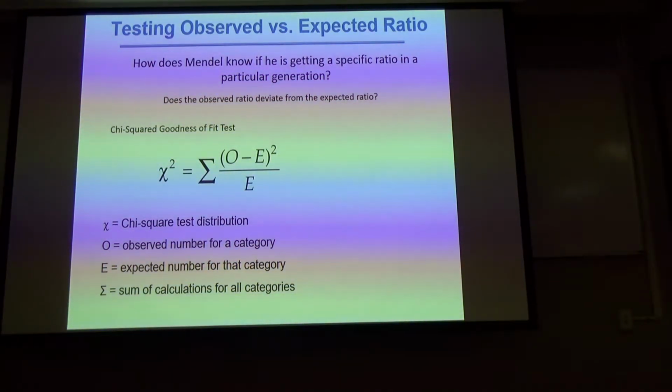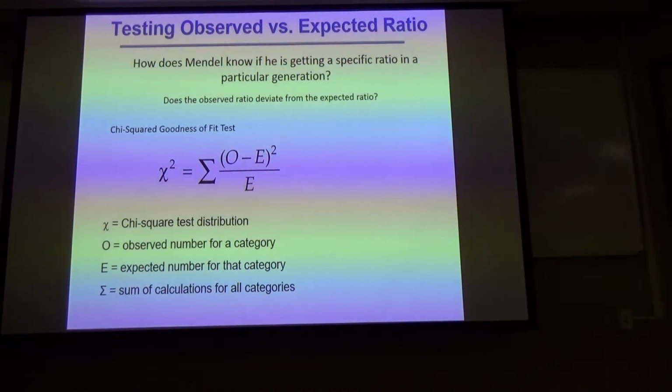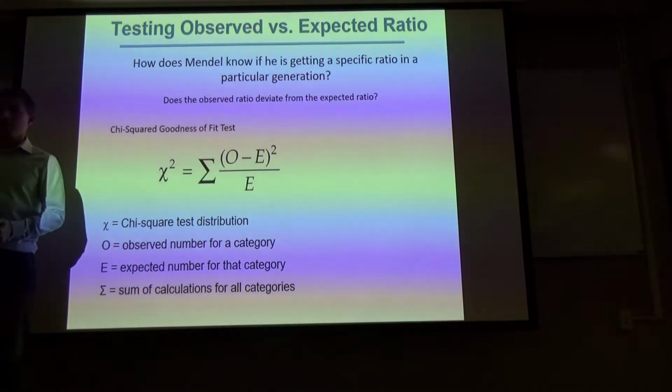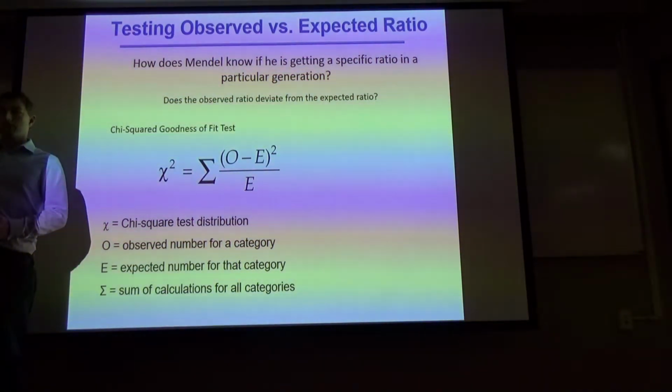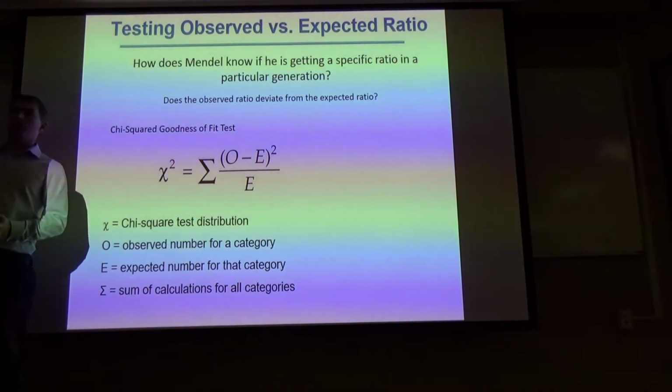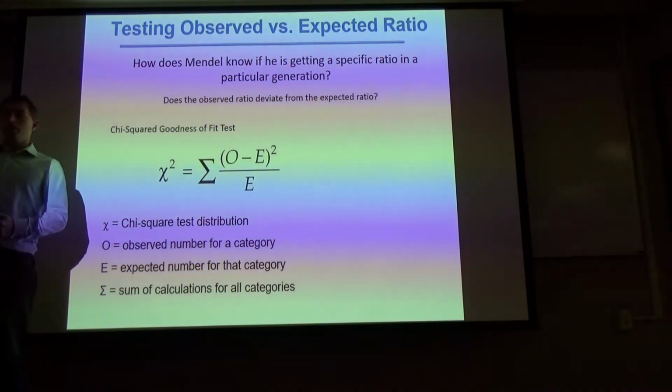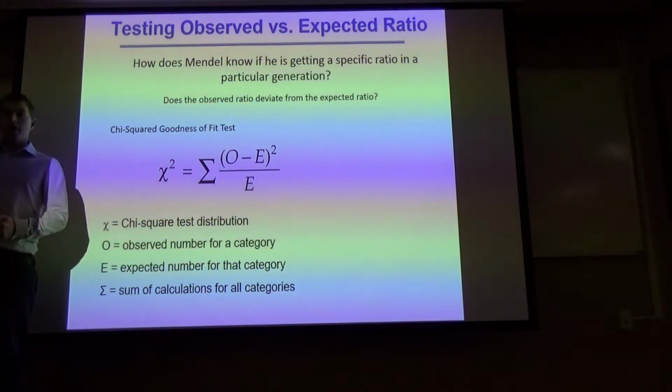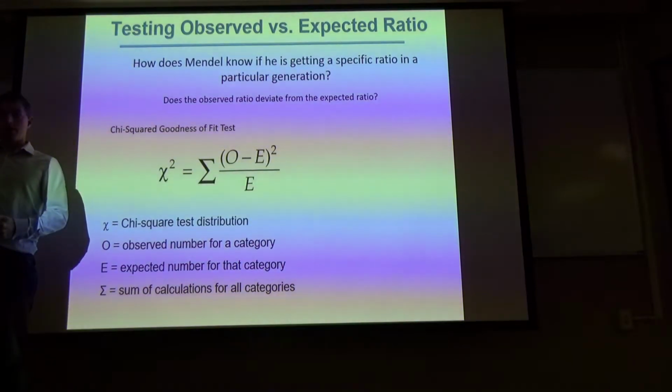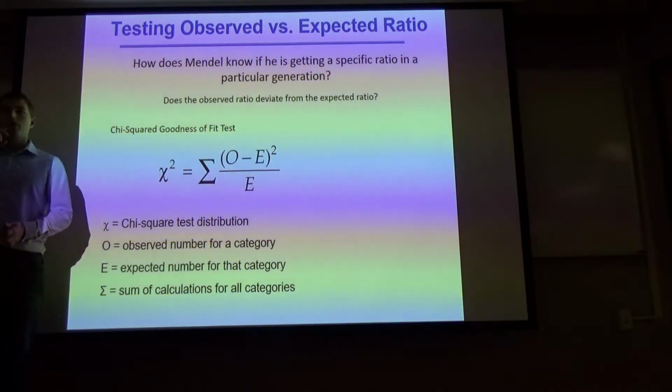How does Mendel actually know that his ratio matches a 3-to-1 ratio? How many of you guys have done a chi-square test? A couple. When did you guys do it? Did you do it in high school? Yeah? Did you do it in college? In a lab or in a different class? First year? Different class. Different class, okay.